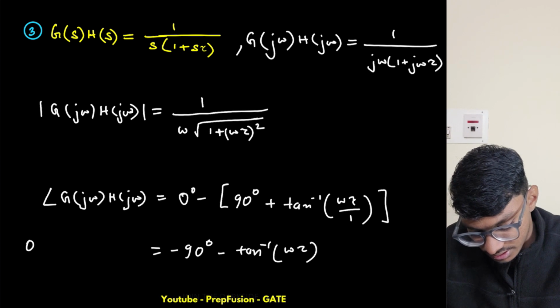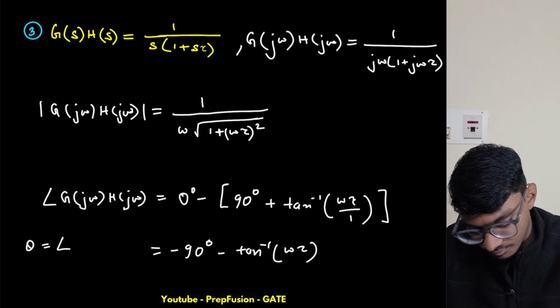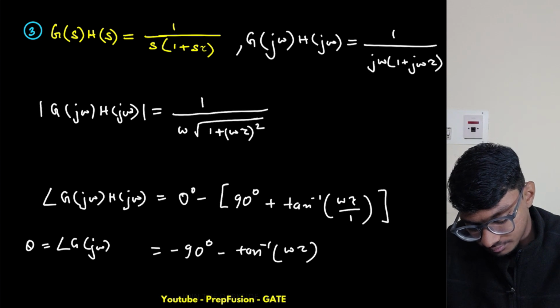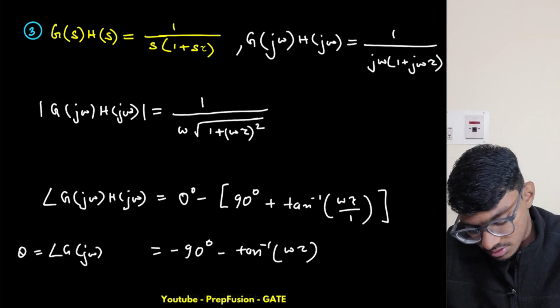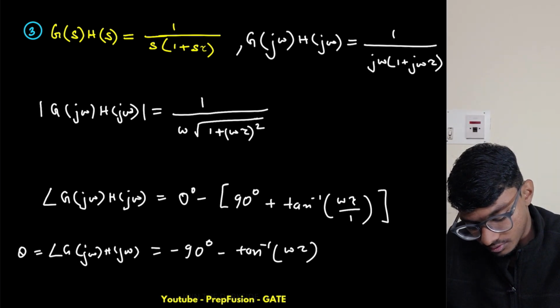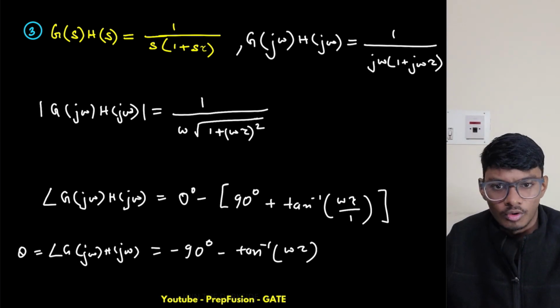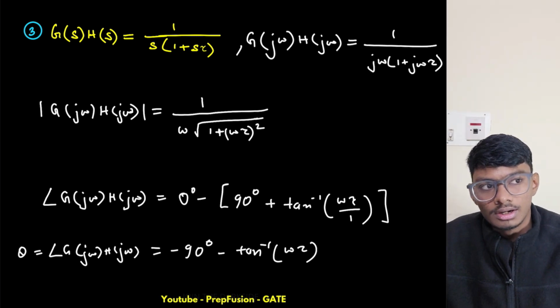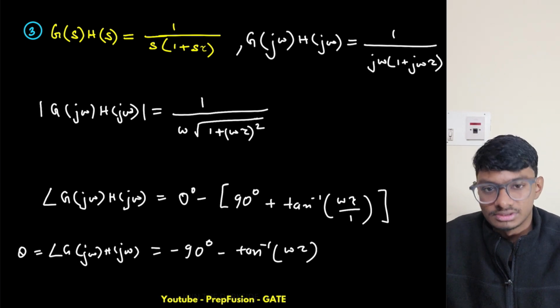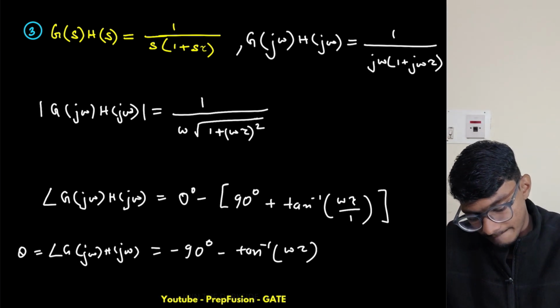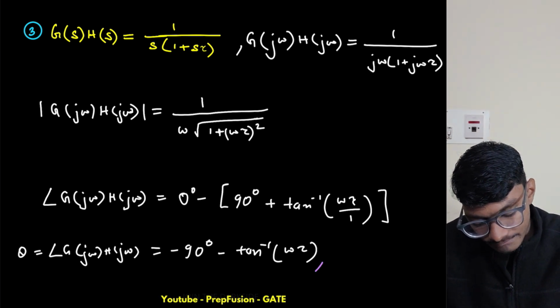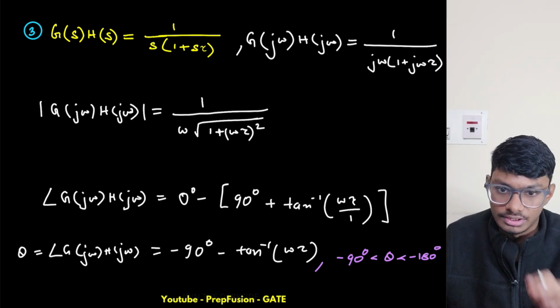So if I write this as theta, and this is the angle of g of j omega, these things help us to plot the graph basically. You might say, why are we plotting? Is it like in GATE do you have to plot? Sometimes you have to approximate it or find some parameters. So obviously these things will help. So what is my range of theta? My range of theta is between minus 90 to minus 180 degrees.